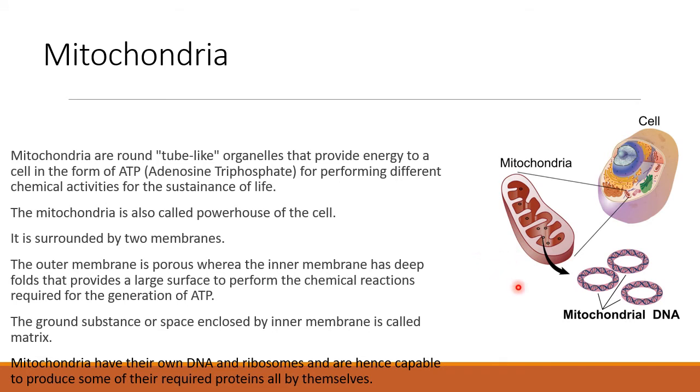So the outer membrane was found to be porous, through which the transport of nutrients could take place, as well as the inner membrane had deep folds. And these folds were called the cristae to increase the surface area of the mitochondria, so that a large number of ATP can be generated. Now, this ATP is produced by mitochondria, which is required for cellular respiration.